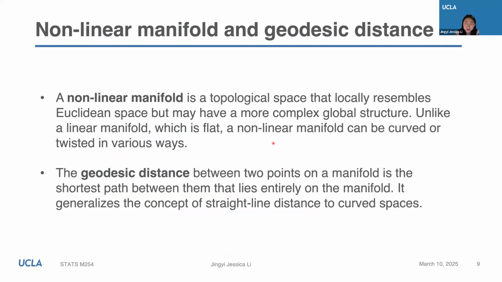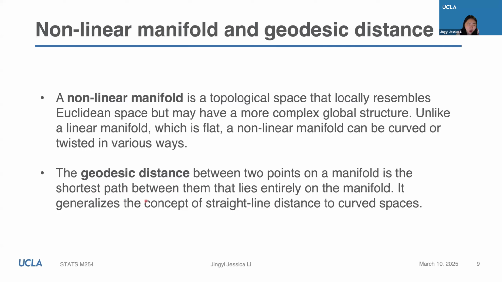So, nonlinear manifolds and geodesic distance. A nonlinear manifold is a topological space that locally resembles Euclidean space but may have a more complex global structure, like the Swiss roll. Unlike a linear manifold, which is flat, a nonlinear manifold can be curved or twisted in various ways. Then the geodesic distance between two points on a manifold is the shortest path between them that lies entirely on the manifold.